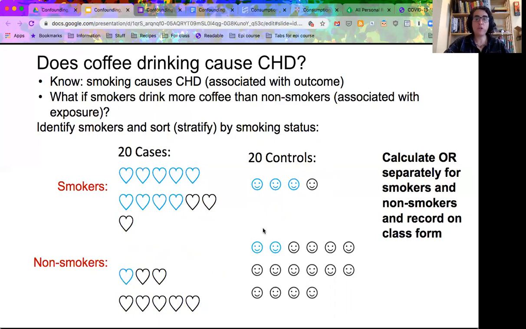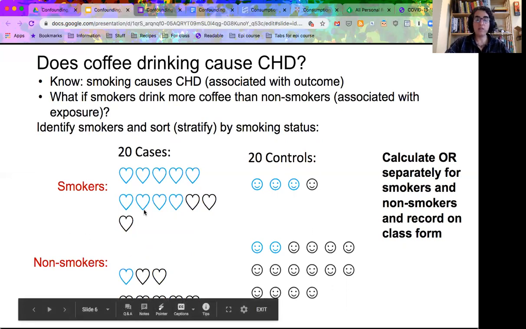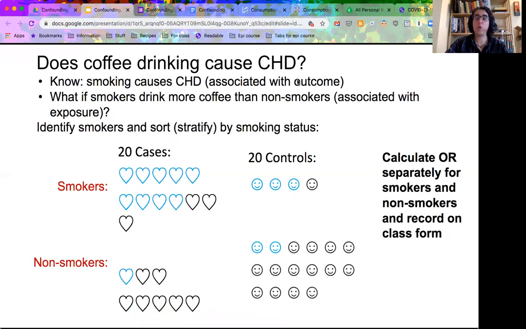So let's split our group, stratify them by smoking status into the smokers and the non-smokers. And then among the smokers, we have a bunch of coffee drinkers and only a few non-coffee drinkers. Among the controls, who are smokers, again, we have our coffee drinkers and our non-coffee drinkers. And then in this case, it really looks like the non-smokers had very different coffee drinking rates. So I want you to calculate the odds ratio separately for the smokers and for the non-smokers and record your results on the class form, as well as whatever conclusions you can draw.